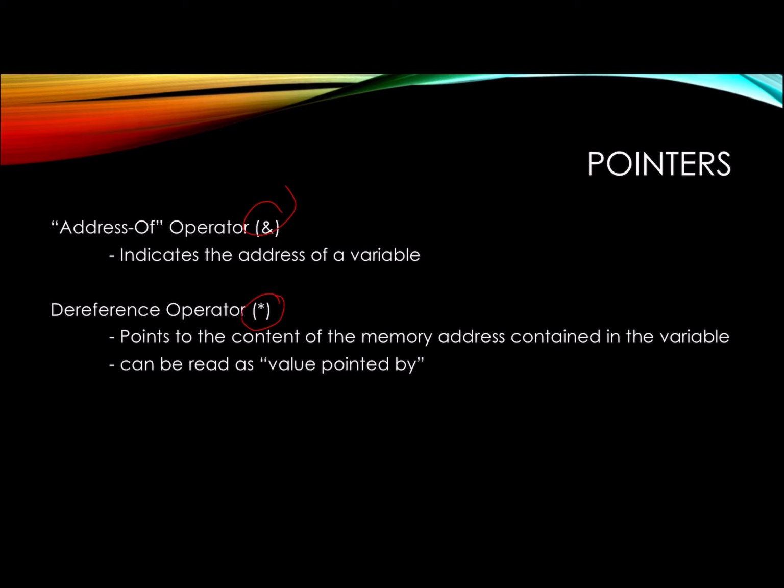And this one points to the content of the memory address contained in the variable, and it can be read as "value pointed by". So if we are using this address-of operator, we are actually referring to the address of the variable that we are pointing to. And if we are using the reference operator, asterisk, we are actually referring to the value inside of that address.